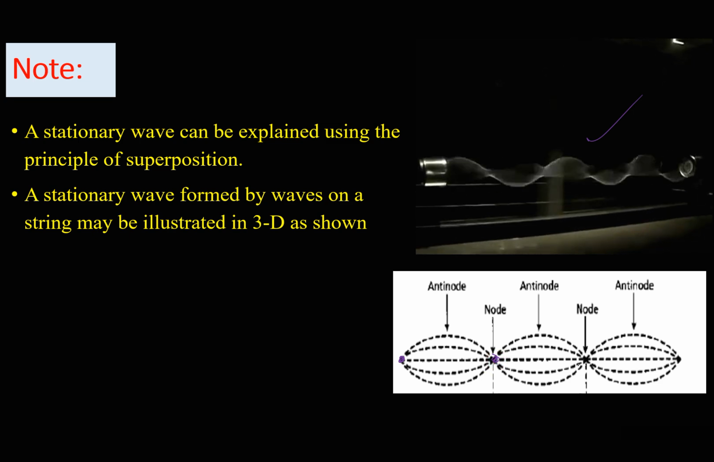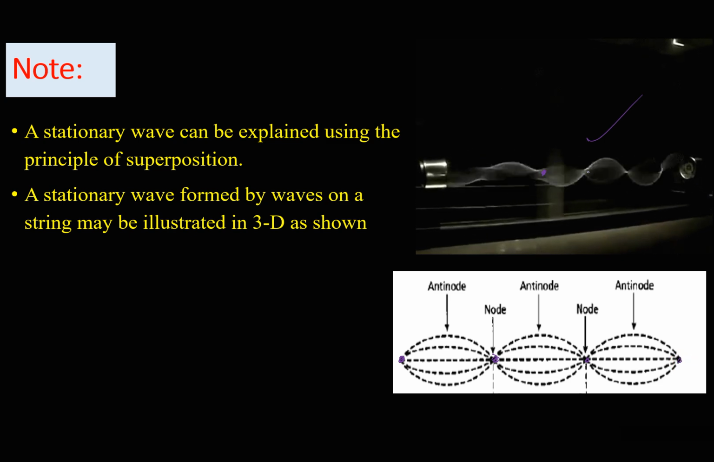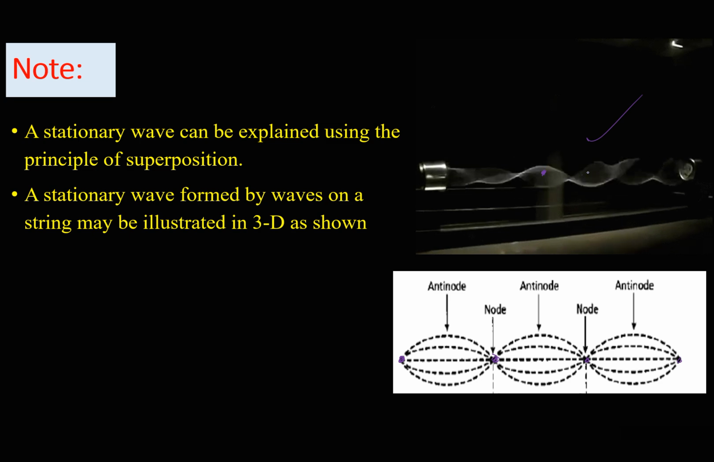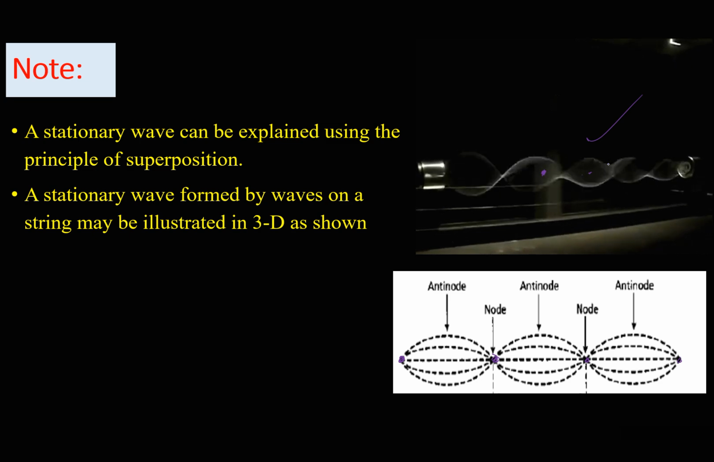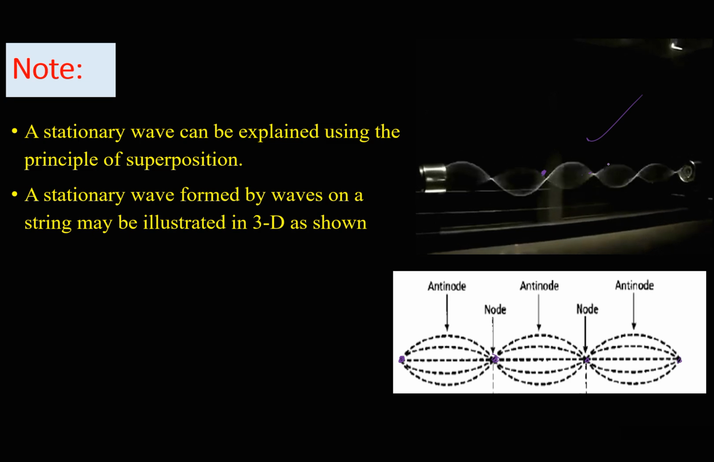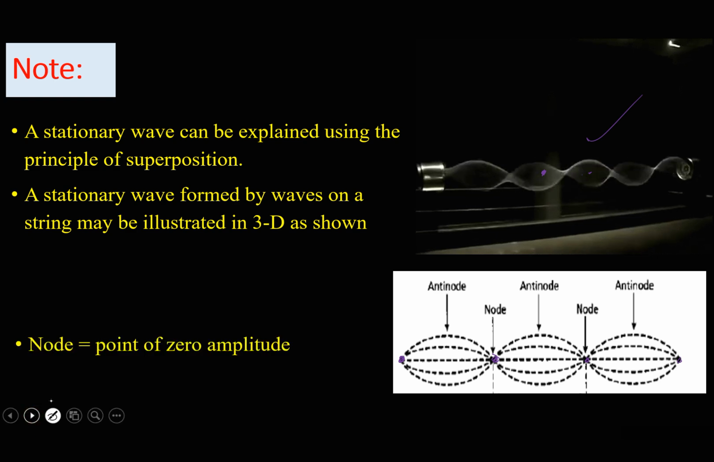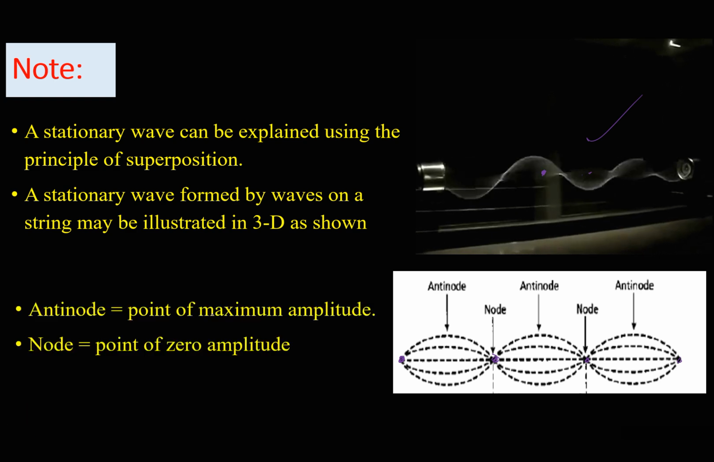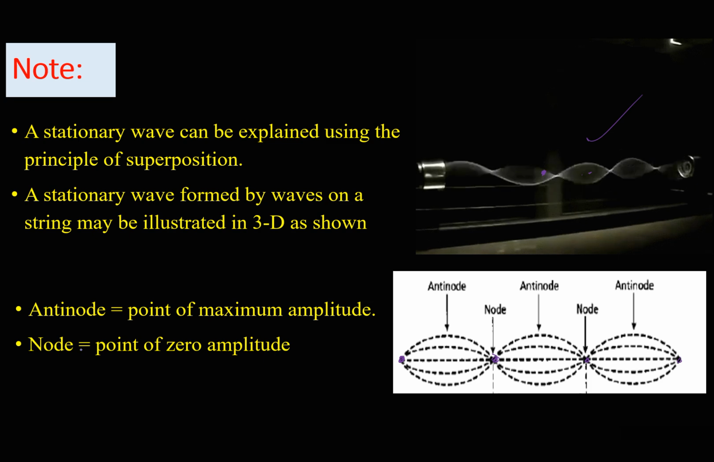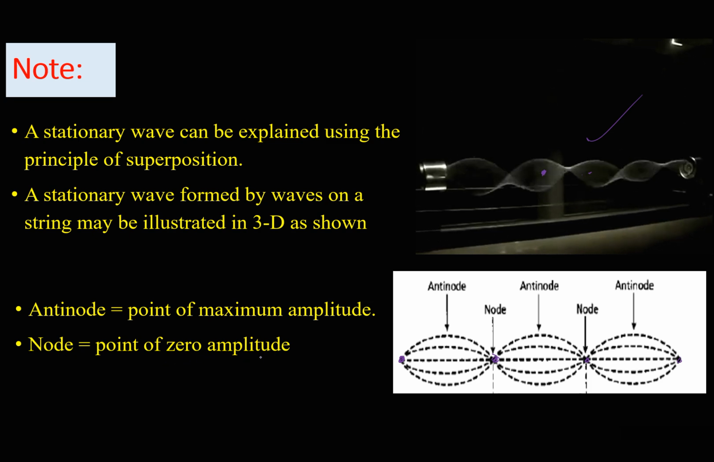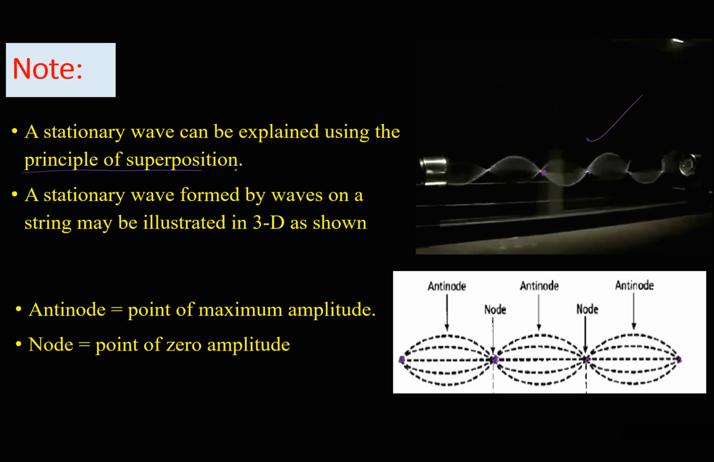So at these points here where particles are permanently at rest, from this animation here, you can see that there is a node somewhere there, and then I'm trying to locate another node, and so on and so forth. So a stationary wave formed by waves on a string can also be illustrated in 3 dimensions like this. However, do not forget that at the antinode, the point of maximum amplitude, particles have maximum amplitude, and the node is a point of 0 amplitude. So we shall explain stationary waves using the principle of superposition later on.